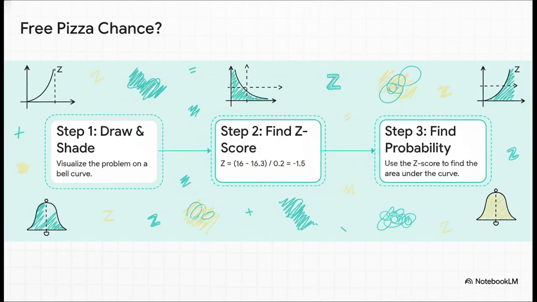Here's the golden rule for solving these kinds of problems. First, always sketch a quick bell curve to see what you're looking for. We want to find the chance of getting a pizza smaller than 16 inches, so we're shading the area to the left. Second, we calculate that z-score. We just plug in our numbers, 16 minus the mean of 16.3, and divide that by the standard deviation of 0.2. And that gives us a z-score of negative 1.5.